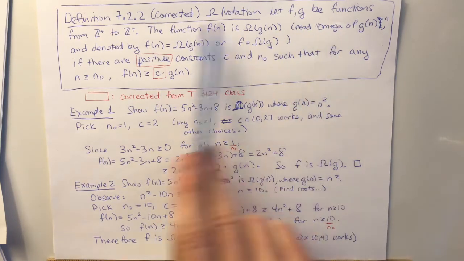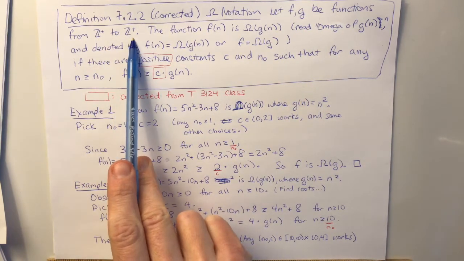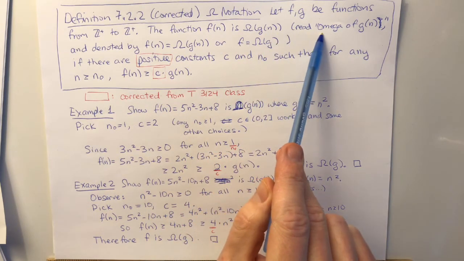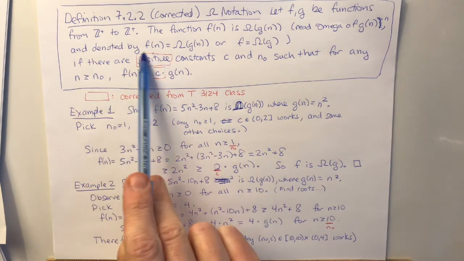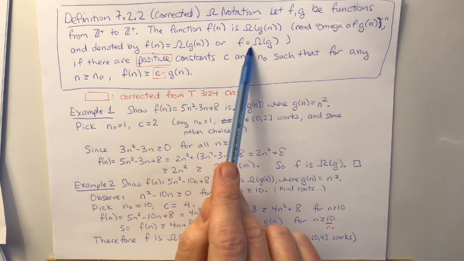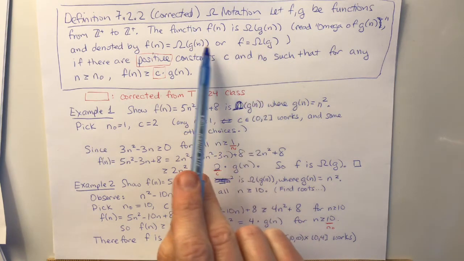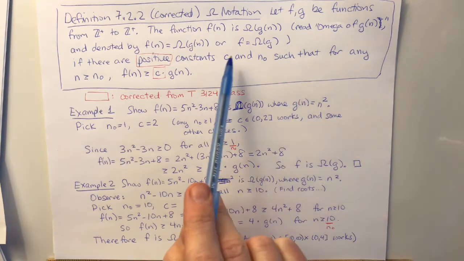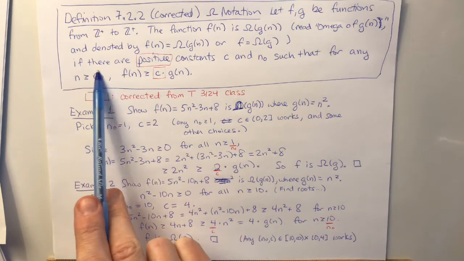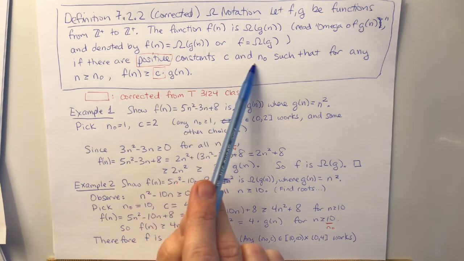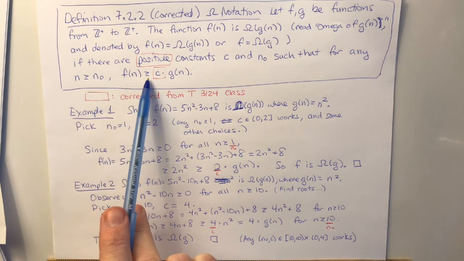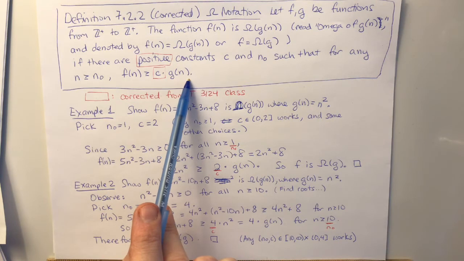Let f and g be functions from the positive integers to the positive integers. The function f(n) is omega of g(n). We read that as omega of g of n, and denote it by f(n) = Ω(g(n)), or f = Ω(g) without the independent variable n appearing, if there are positive constants c and n₀ such that for any n at least n₀, f(n) is at least c·g(n).